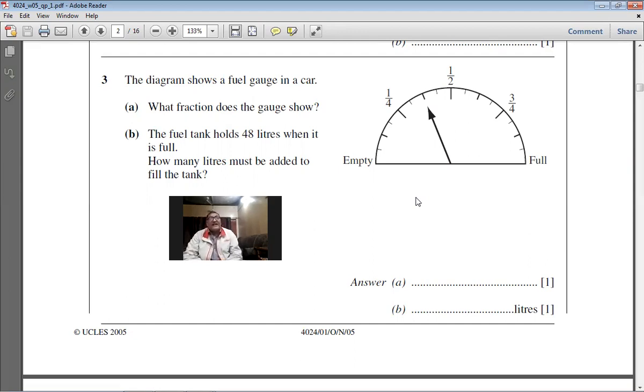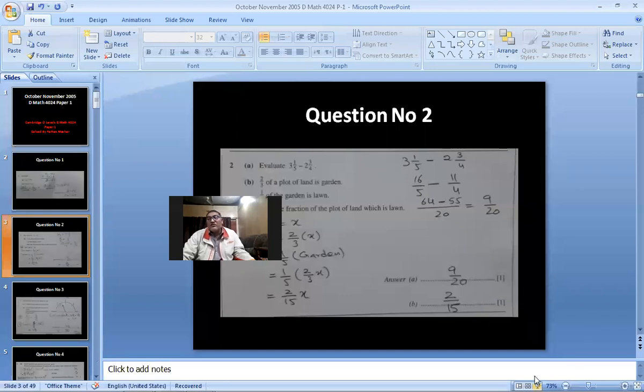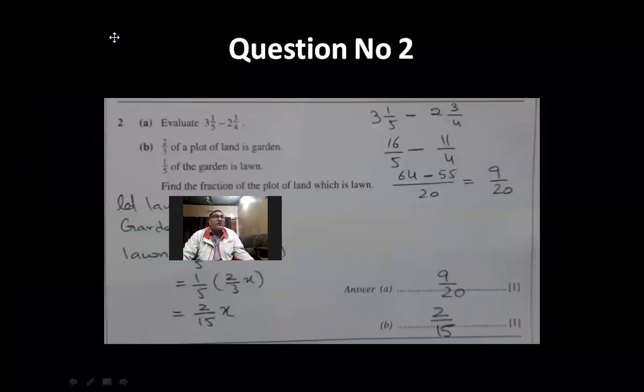The next question is the tank. The fuel tank holds 48 liters. When it is full, how many liters must be added to fill the tank? You know that 16 parts here means 48 liters. And here we have 6 parts. So what will be the meaning of the 6 parts? And then we will be able to tell how much more fuel you need to fill that tank. So let me show you first how we are going to do this. Okay, so here we go.